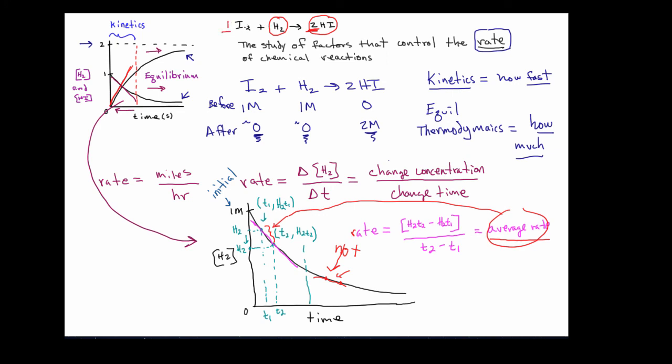So remember, there was a 1 in front of the I2 and a 1 in front of the H2. The H2 is going to disappear at a rate which is going to be 1/2 of the rate at which the HI is formed because of the stoichiometry of the reaction.